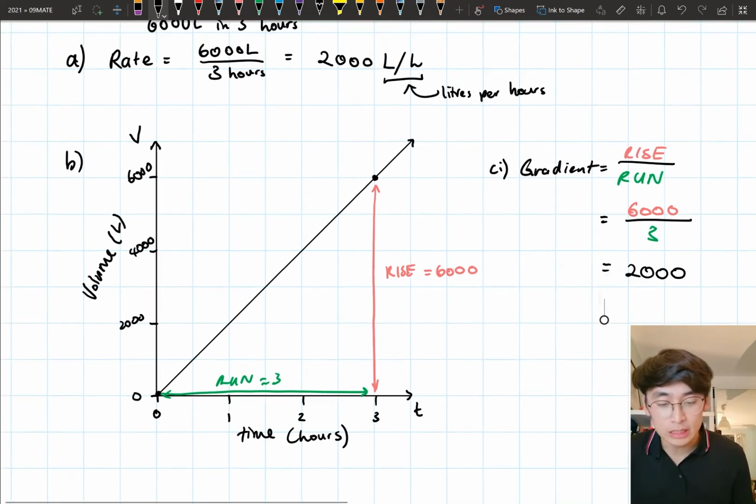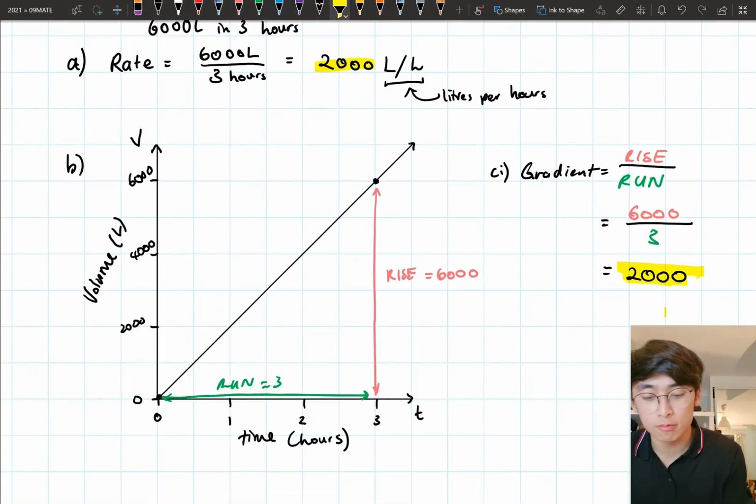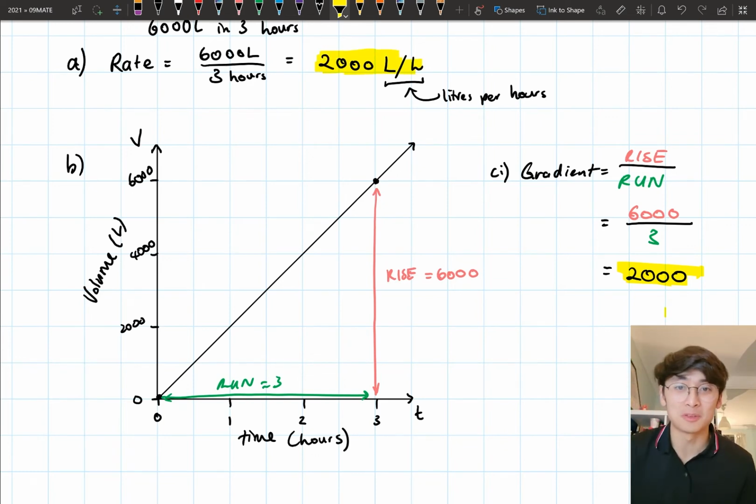Now, hopefully what you notice here is that my gradient is actually equal to my rate. That's the thing to notice about direct proportion: the gradient and the rate are going to end up being the same thing.